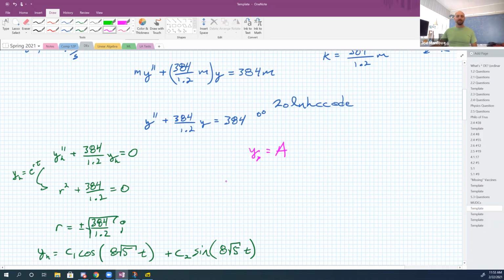You guys with me on that? That felt a little weird, right? What I'm really doing is looking at a y double prime plus b y prime plus c y equals a number, and I'm thinking this is a degree 0 polynomial, so I'm going to guess a degree 0 polynomial. If I had 384x here, I'd be guessing ax plus b, because if you differentiate polynomials and add them together, you get polynomials back, right?